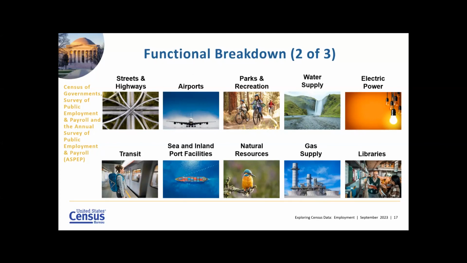Natural resources consists of conservation, promotion, and development of natural resources, including irrigation, drainage, and soil conservation. And the last one I'll mention on this slide is streets and highways. That is the maintenance, operation, repair, and construction of highways, streets, roads, sidewalks, bridges, and other related structures. And interestingly, it also includes snow and ice removal.